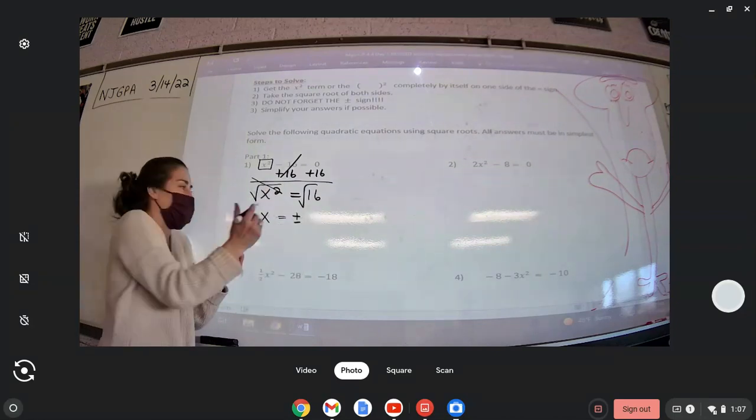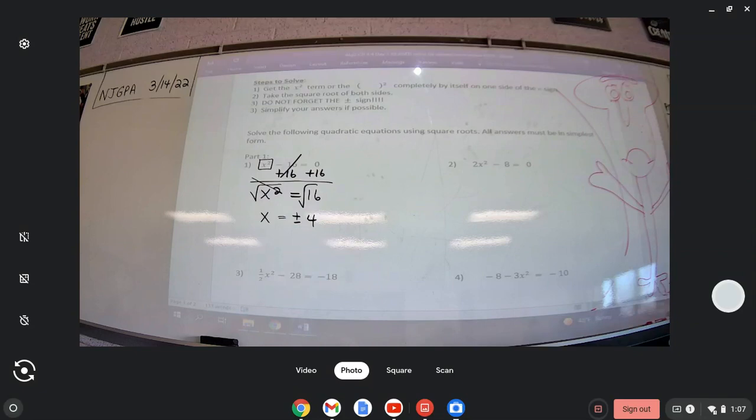All right, and now what is the square root of 16? 4. So x could have been positive or negative 4, and it would make this equation true.